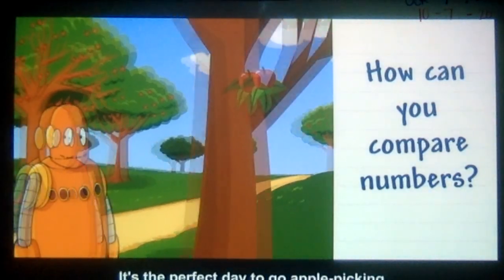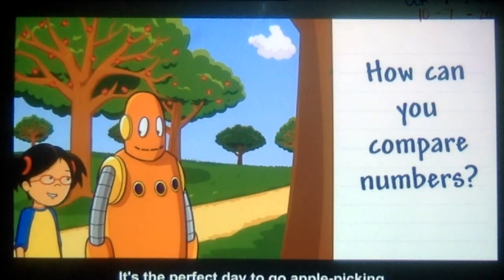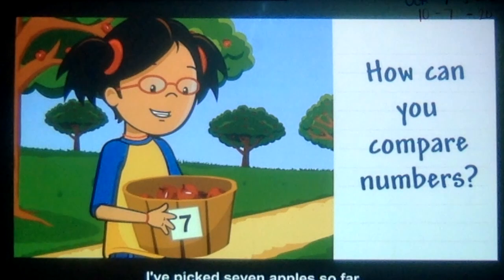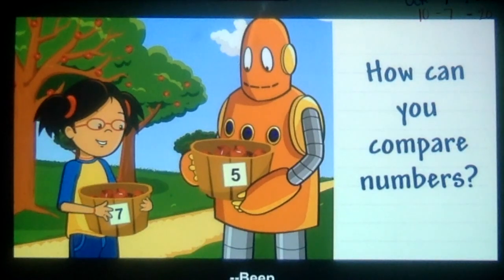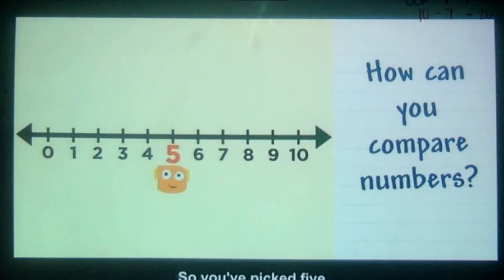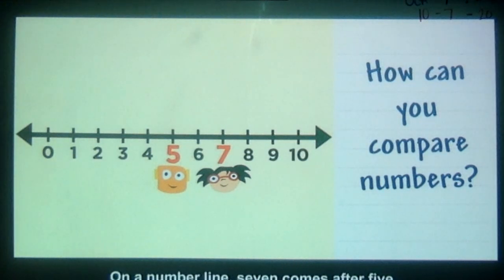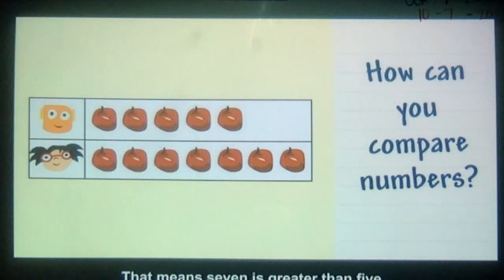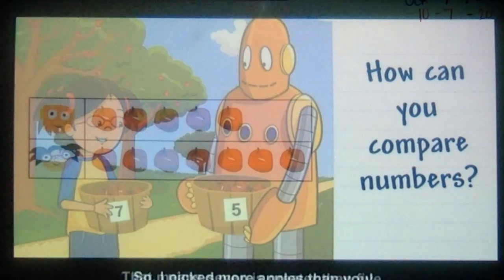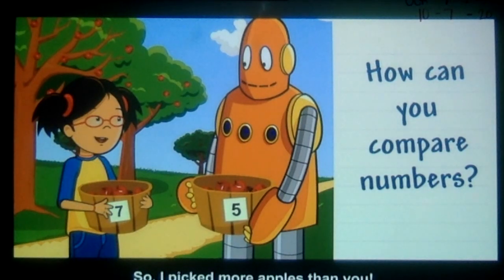It's the perfect day to go apple picking, right, Moby? I've picked 7 apples so far. How about you? So you've picked 5, and I picked 7. On a number line, 7 comes after 5. That means 7 is greater than 5. So I picked more apples than you.